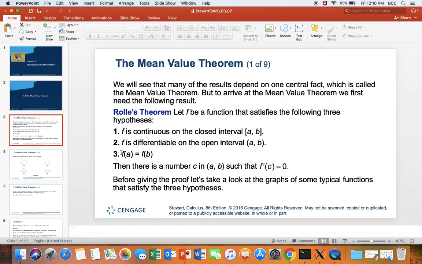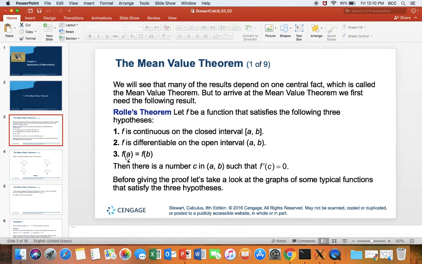All right. Second, f is differentiable on the open interval ab. What does differentiable mean geometrically? It means the curve is smooth. There are no breaks, there are no pointed structures. All right. So the curve is smooth over ab.